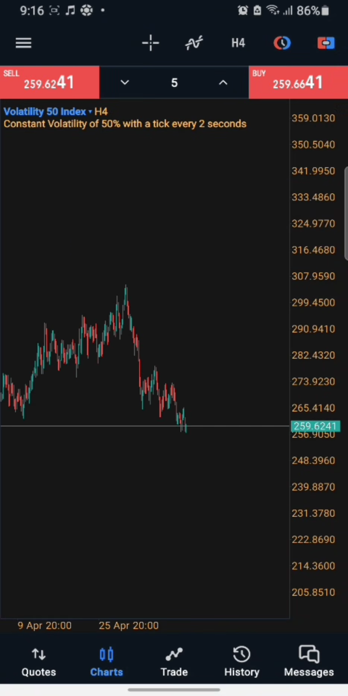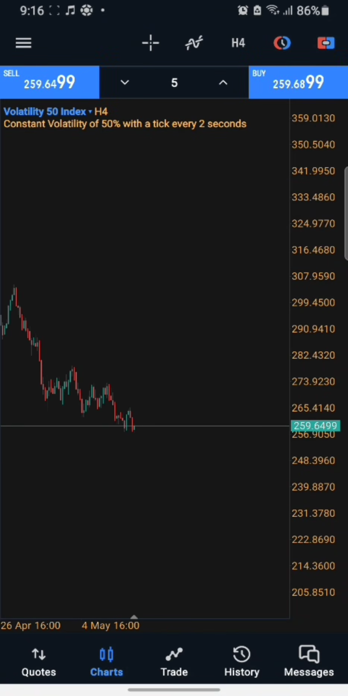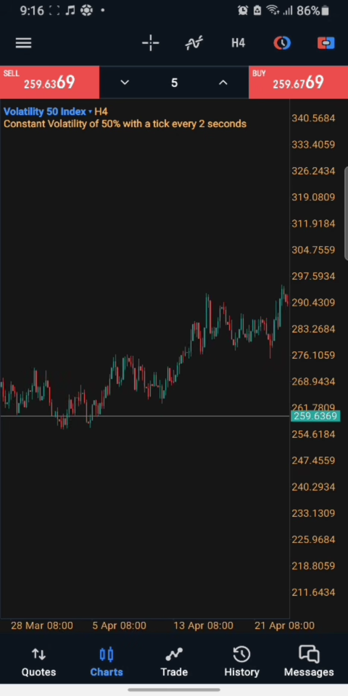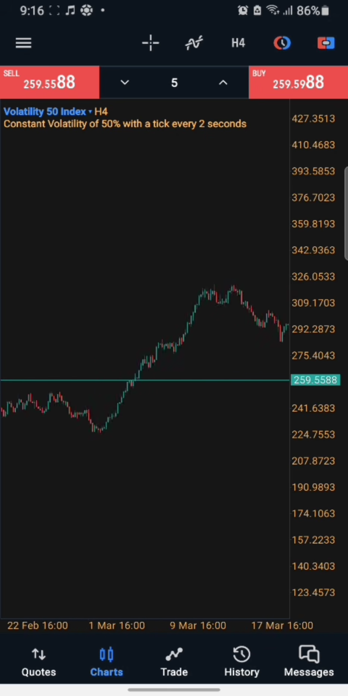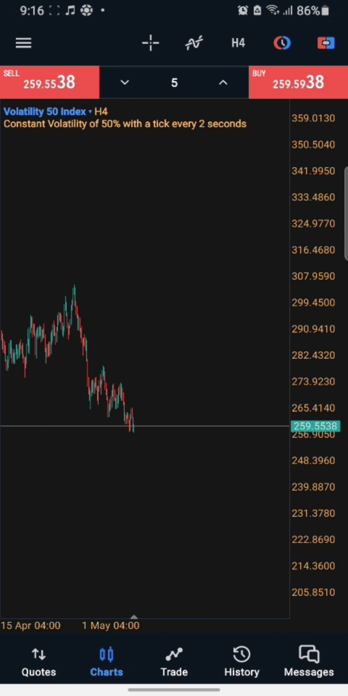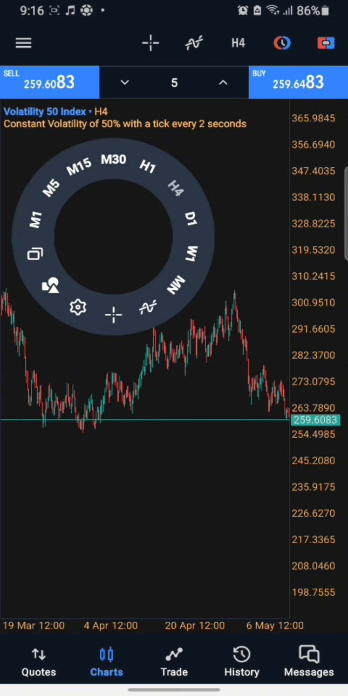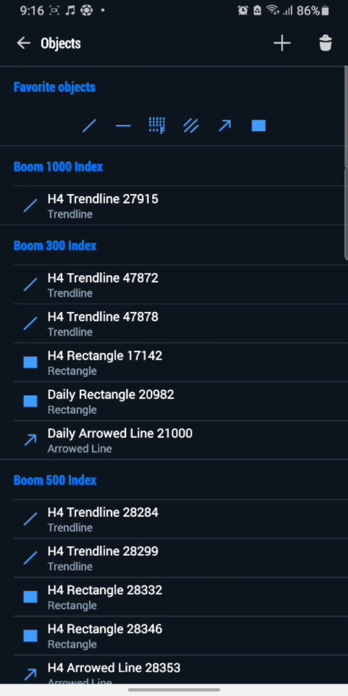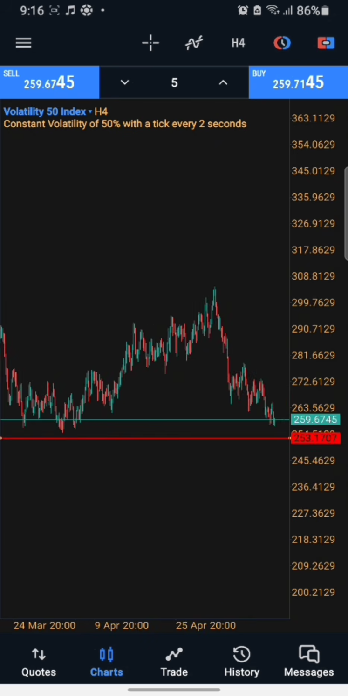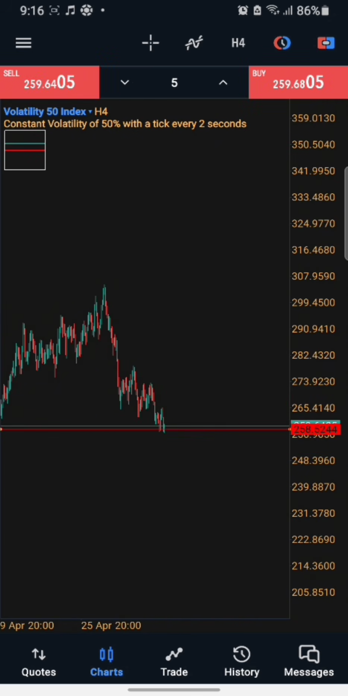So we're going to start with the Volatility 50 index. In the Volatility 50 index, we have a $6 account, so you can enter a lot of positions. But first of all, we have to do our analysis. So the first thing that we do is we have levels that we have to consider first.